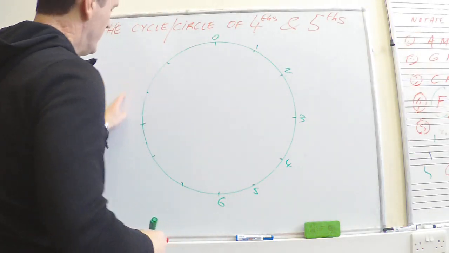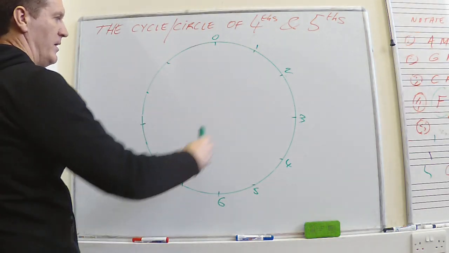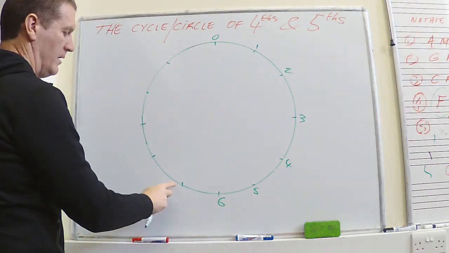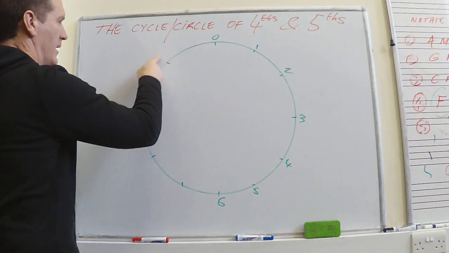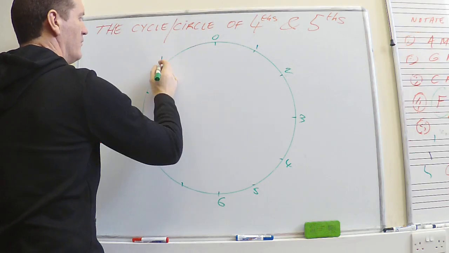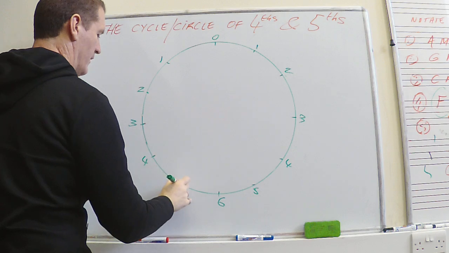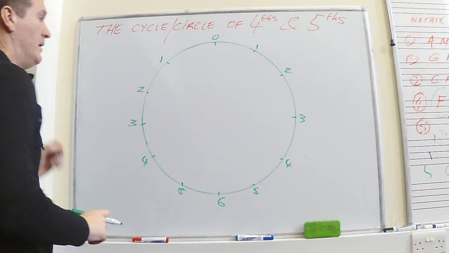Now you must treat the left hand side of the clock as a mirror image of the right. In other words, instead of 1, 2, 3, 4, 5, 6, 7, 8, 9, 10, 11, you must treat this as a mirror of the right hand side. So this will also be 1 o'clock, this will also be 2 o'clock, 3 o'clock, 4 o'clock and 5 o'clock. There is a reason for this.